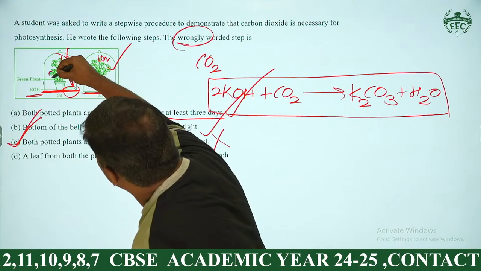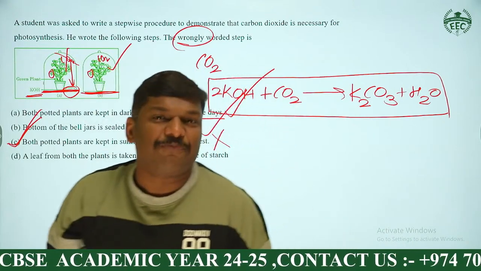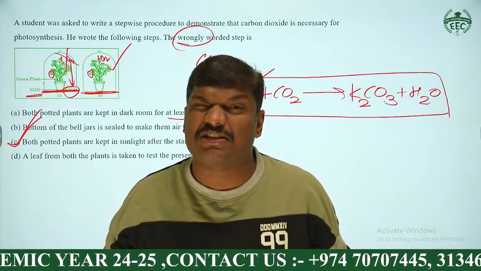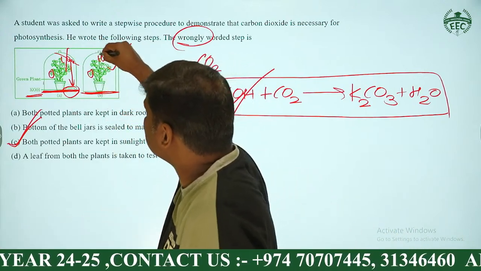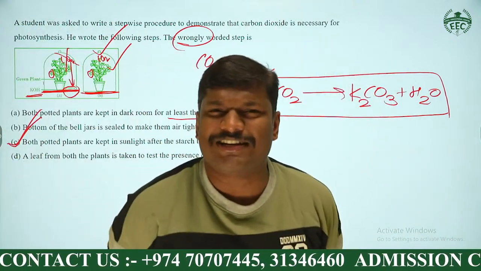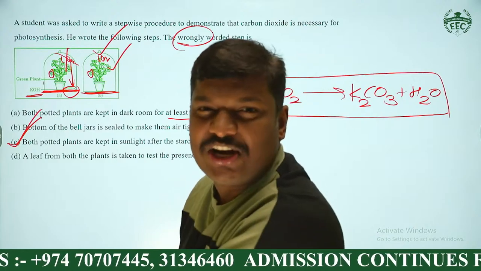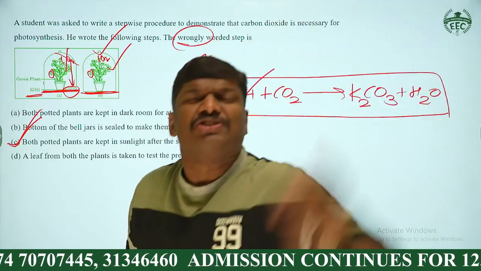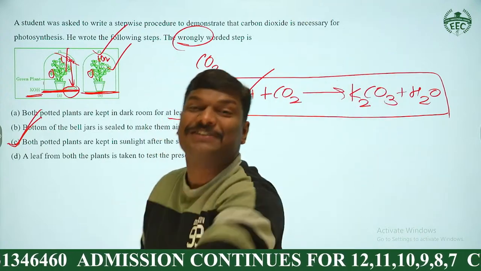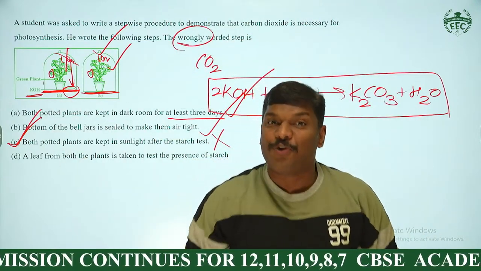We are taking one leaf from bell jar A, and we are taking one leaf from bell jar B, and we are doing the starch test. And you know which one is positive? The starch test is positive in bell jar B. The reason is carbon dioxide is present. So carbon dioxide is very essential, right? Sunlight is very essential. And you can see chlorophyll is very essential. Water is very essential. These are the four materials responsible for photosynthesis.